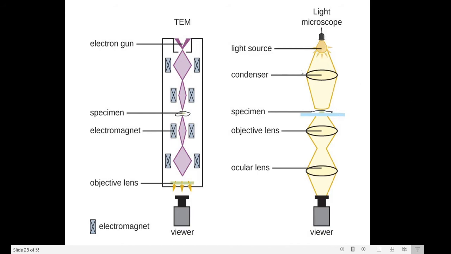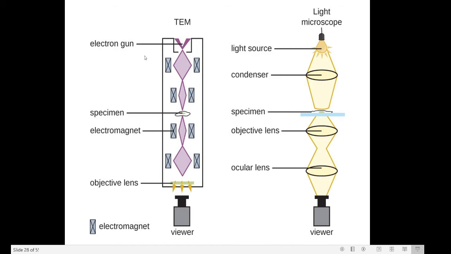In this light microscopy, light is passed through the condenser. It passes the light to the specimen. The objective lens is placed under the specimen, after the object. This objective lens passes the image to the ocular lens. The order is very important: first the light source, then condenser, then specimen, objective lens and ocular lens. This is the step by step arrangement of the light microscope.